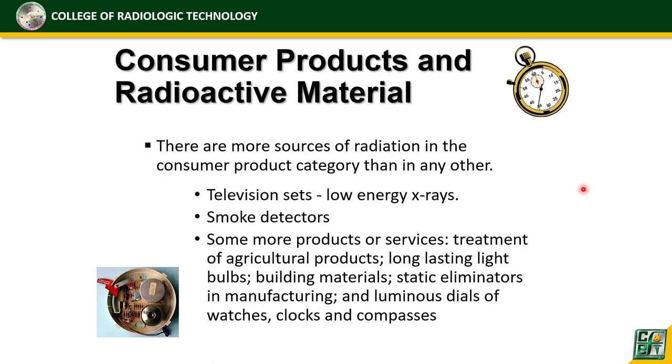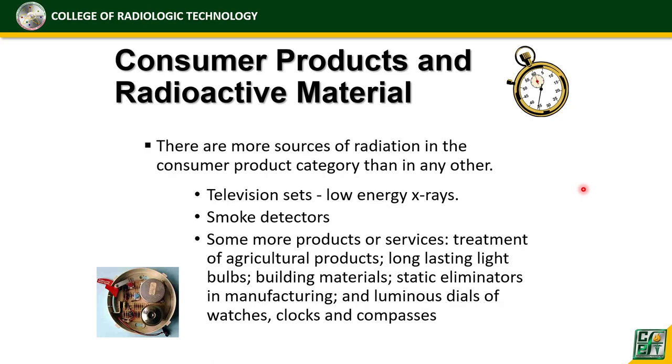Eh, ngayon naman, yung ating mga TV sets, they are now tubeless. Okay, so ano na lang yung mga radiation na makukuha natin sa mga TV sets ngayon? Of course, the microwave, radio frequency, visible light. So yan yung mga makukuha nating radiation sa television sets na modern.